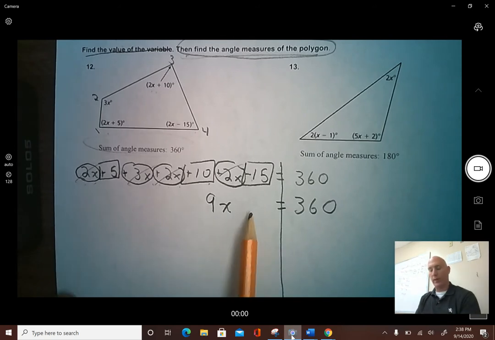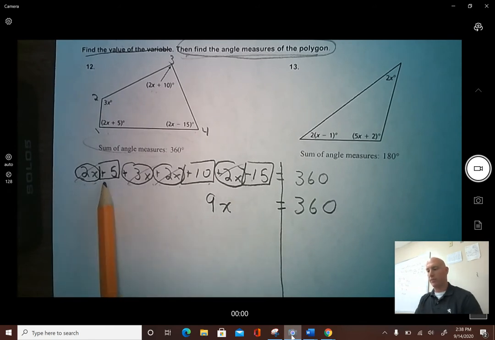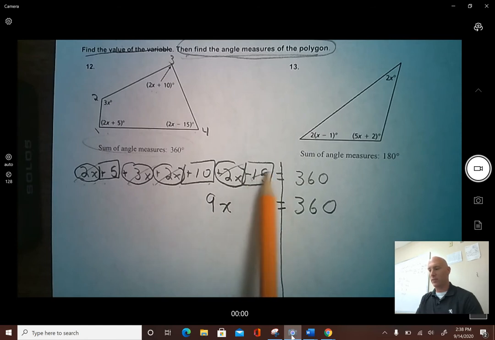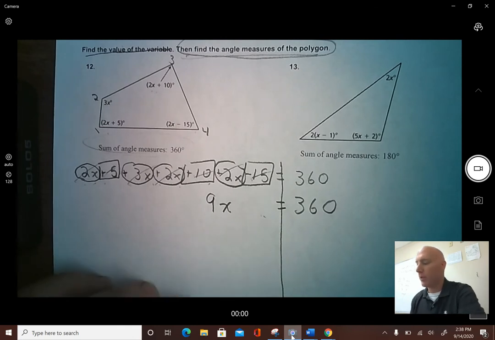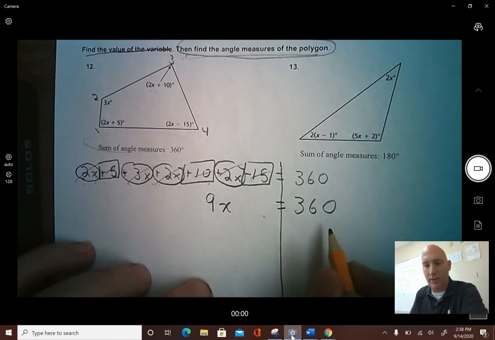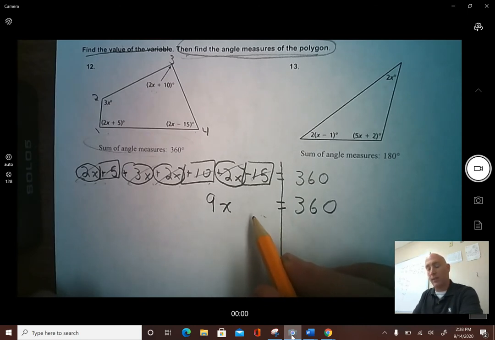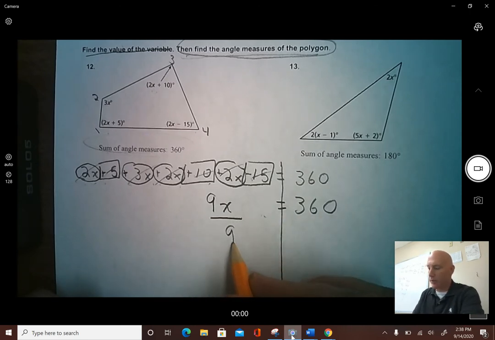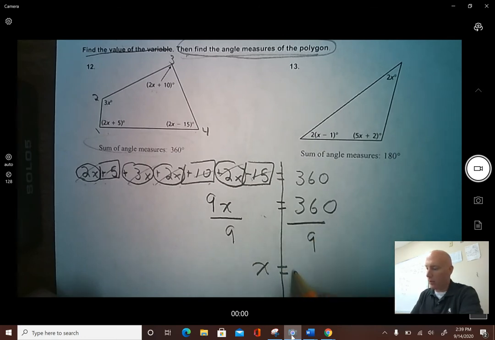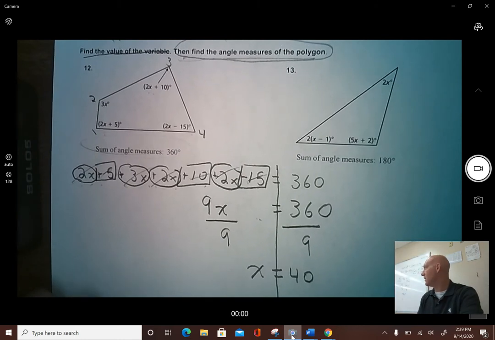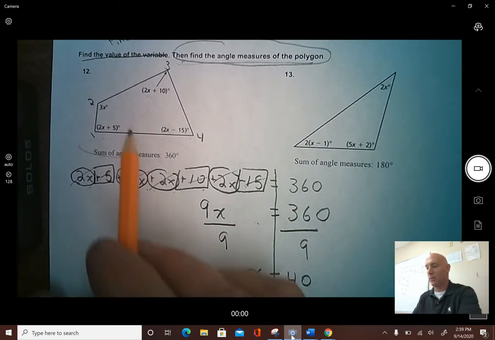The reason I didn't write anything here is because the 5 plus 10 minus 15 basically cancel out. This won't happen every time. There's going to be times when you have a number here, but in this case, we don't. Now we're left with 9x equals 360. Our variable is on one side, there's nothing else to get rid of over here. Steps 2 and 3 are done. Final step, divide each side by 9. x would equal 40.